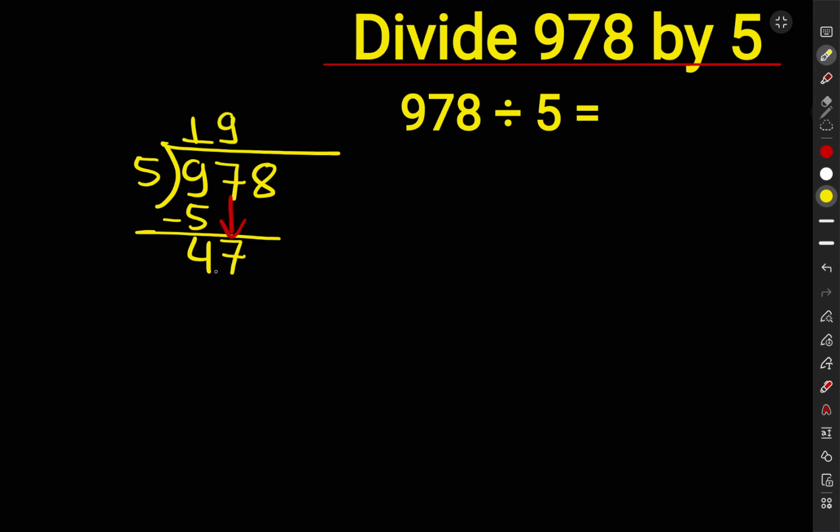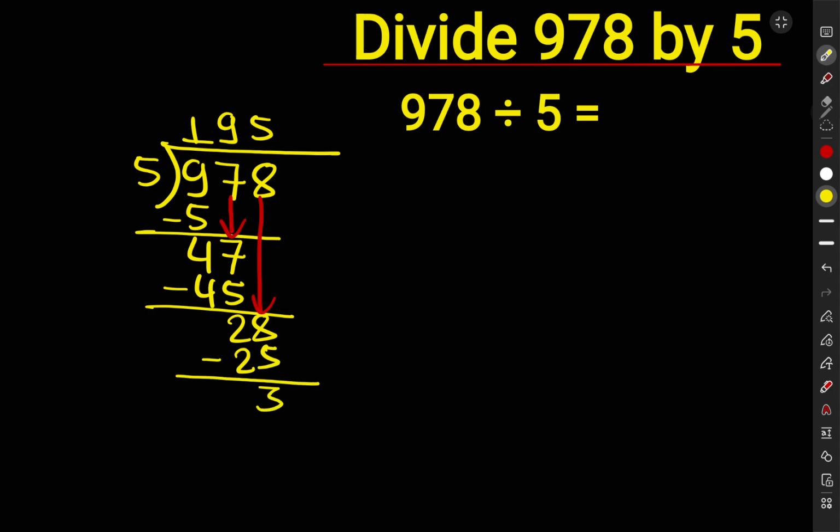5 times 9 is 45. On subtracting we get 2. So again we put down this 8 and it is 28. 5 times 5 is 25. On subtracting we get 3.